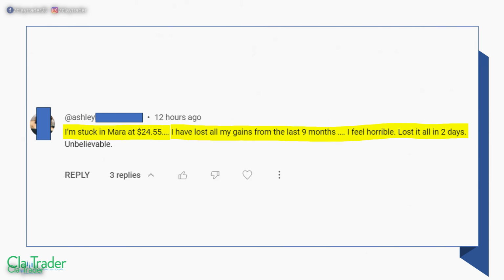You're just refusing to honor a stop loss. You're refusing to use any sort of risk management, but that's beside the point. "I have lost all my gains from the last 9 months. I feel horrible. Lost it all in 2 days." And yeah, that's a really rough spot to be in, but that's not even really the horror story part of it. The horror story part is where she was potentially in a really bad financial spot.